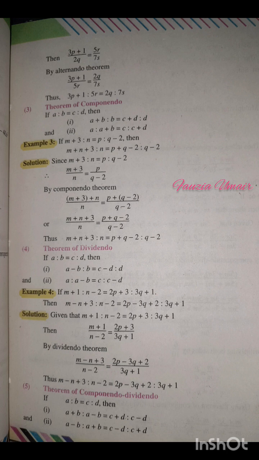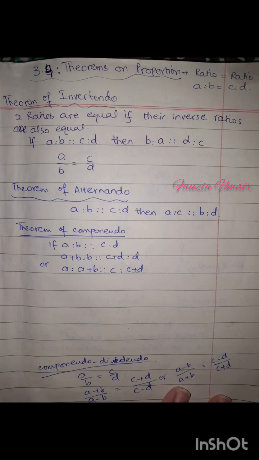So you can write it with the keyword CD. The componendo dividendo theorem says if A ratio B is equal to C ratio D, then A plus B ratio A minus B is equal to C plus D ratio C minus D. Or you can change the places and say A minus B by A plus B is equal to C minus D by C plus D. If you are writing plus sign on the top, you will use plus sign on both sides of the proportion. If you are using minus sign in the denominator, use minus sign in both denominators. So that is the most important theorem of this exercise.